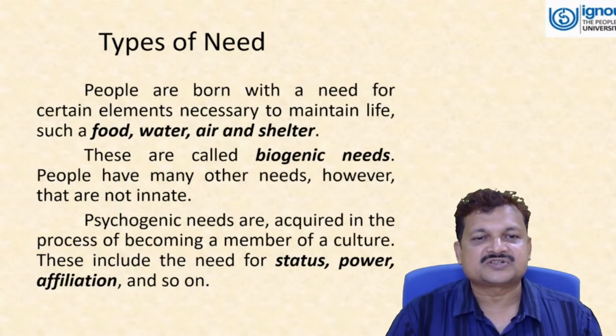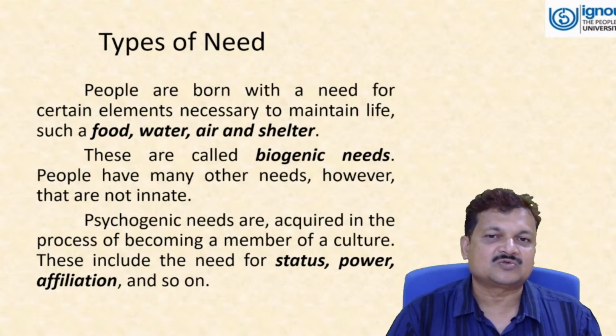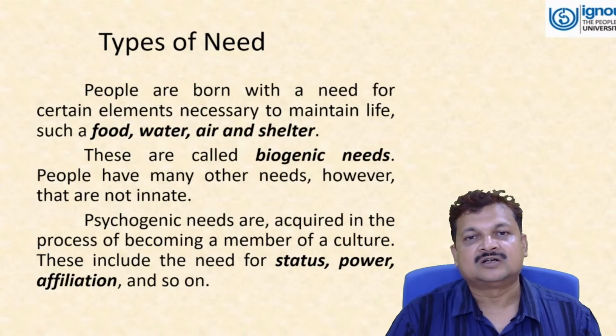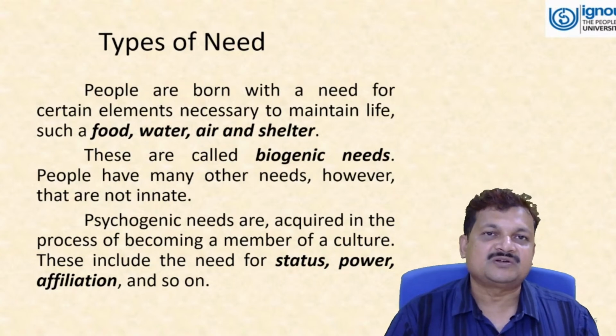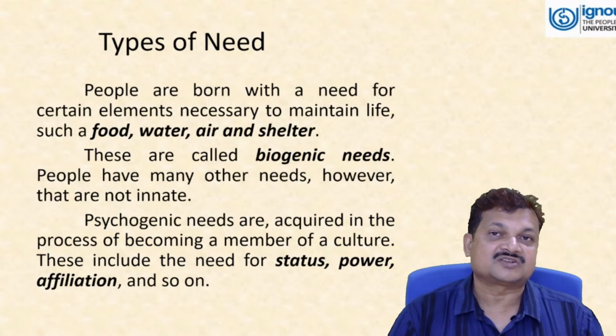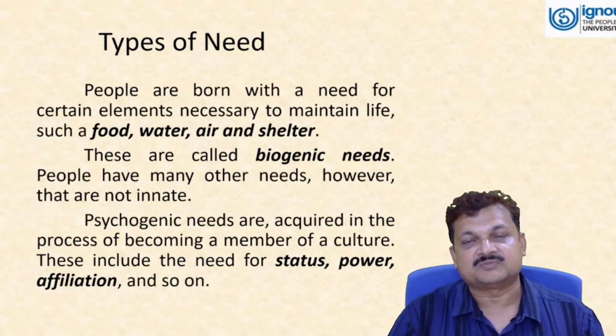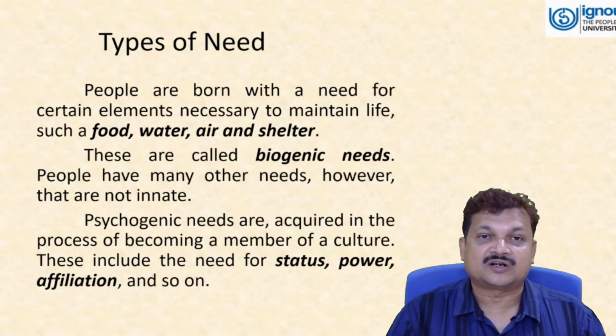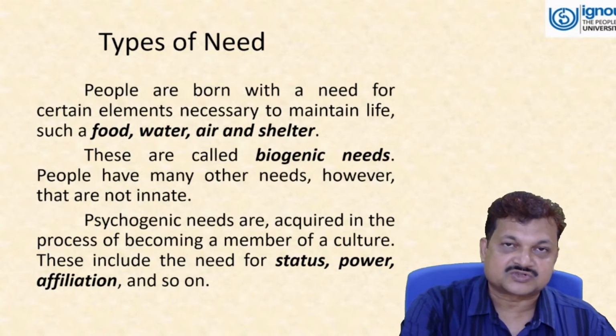Psychogenic needs are acquired in the process of becoming a member of a culture. These include the need for status, power, and affiliation. When we are staying in a group as human beings, we cannot stay individually or like animals. We are always in a group, in a society. So in the society, we have different kinds of needs. We also require status, meaning position. We are very much interested in power also, to exercise it and get its advantages. Affiliation, we want to join ourselves and connect with certain organizations to get status in the market or the society.